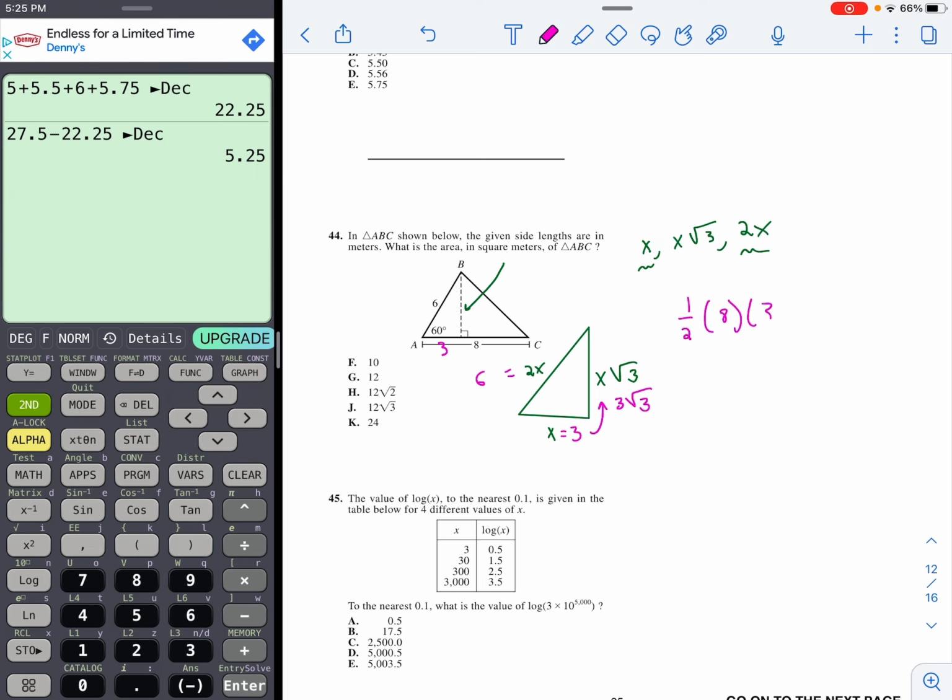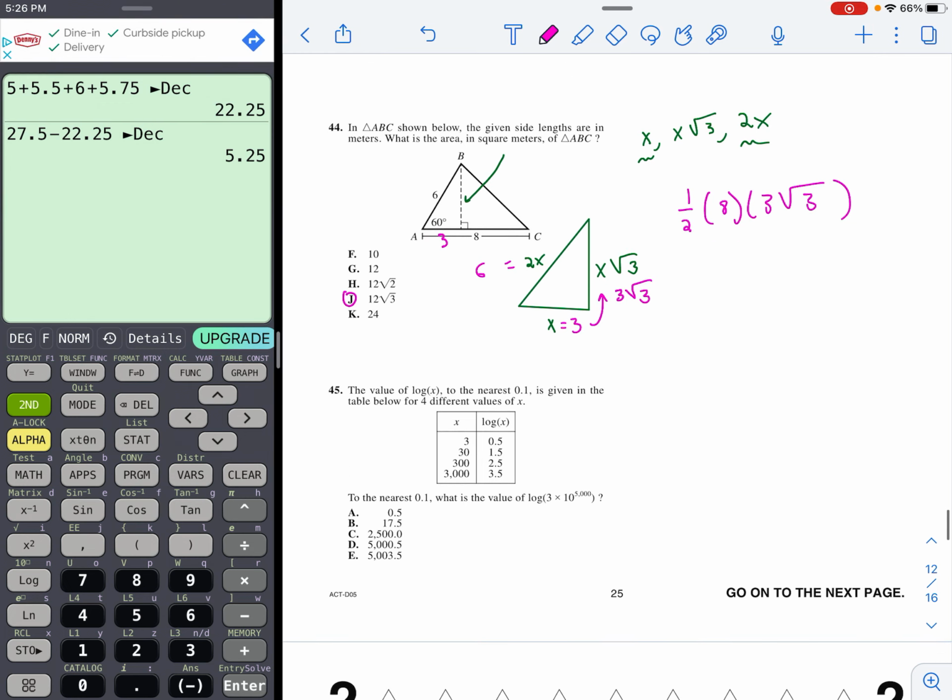And so 1/2 the base times the height, that'd be 4 times 3 root 3, would in fact be 12 root 3. I'm thinking about that. I'm really not seeing a way to do this without knowing that aspect of a 30, 60, 90 triangle. So I think you really do need to know that for this one.